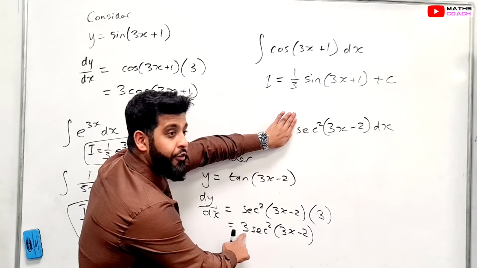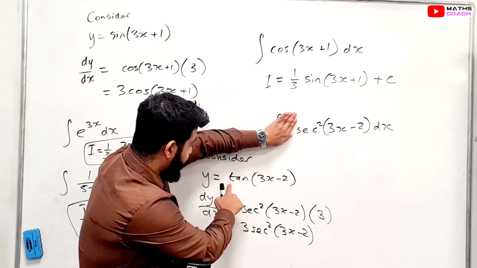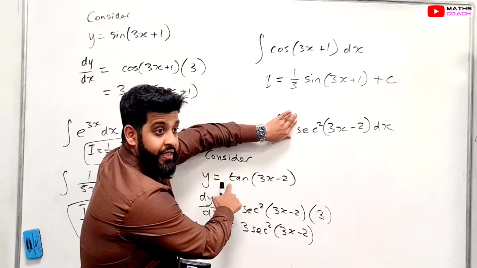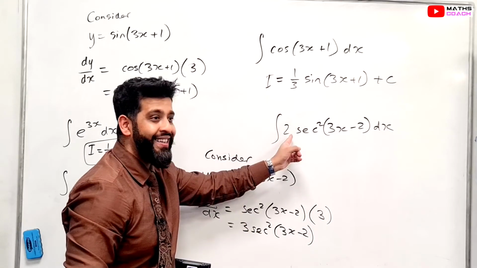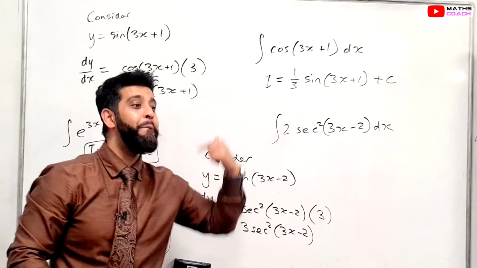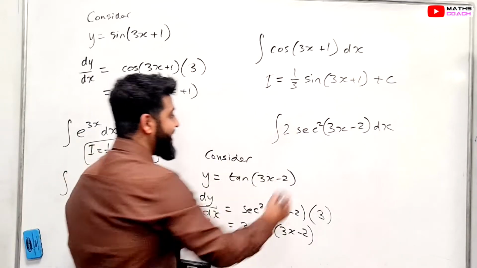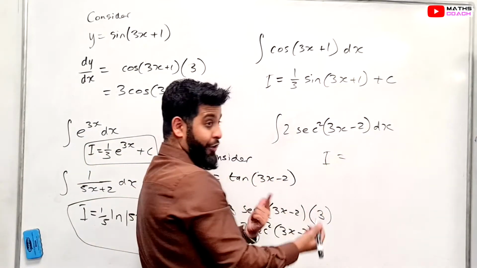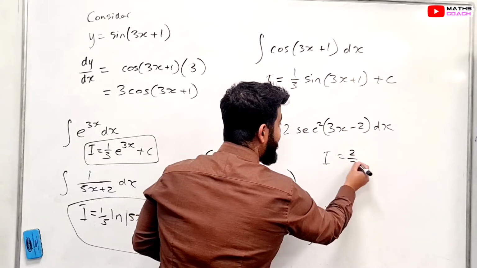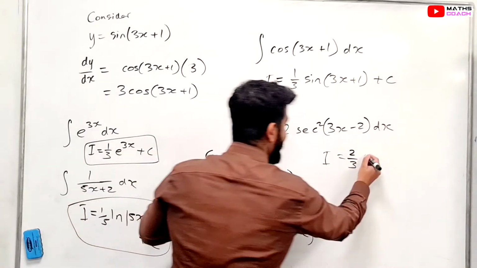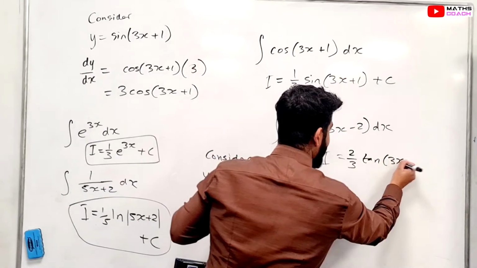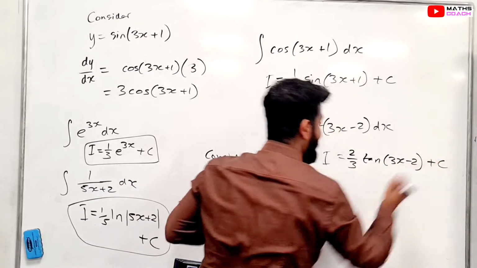We don't want that 3 there, do we? So we're going to divide this by 3. But we do want a 2 there, so we're also going to times by 2. That is the same as dividing by 3 and timesing by 2, which is 2/3, and then that: tan(3x - 2) + c.